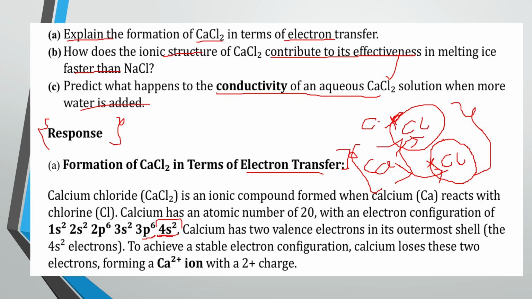So you're going to describe that by saying that calcium chloride, being an ionic compound, is formed by electron transfer, whereby calcium with atomic number this, after stating the atomic number, you also state the electronic configuration. So it has 2 valence electrons in its outermost energy level. To achieve an octet or a stable electronic configuration, it has to lose those 2 electrons. And when it loses 2 electrons, we form the calcium ion with a charge of +2.